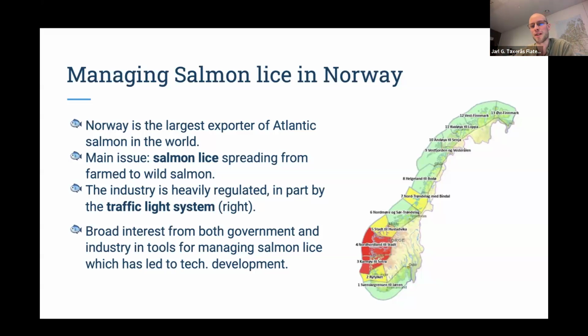And generally, the lice grow more easily the further south, where the water is warmer, and it has less ideal habitat further north, where the water is cold. And of course, there's intense interest from both the government and the industry to have good tools to manage and deal with salmon lice. And this has led to an intensive technological development.